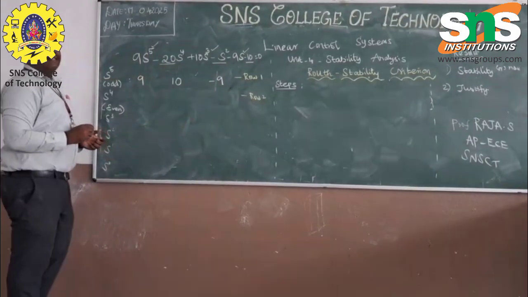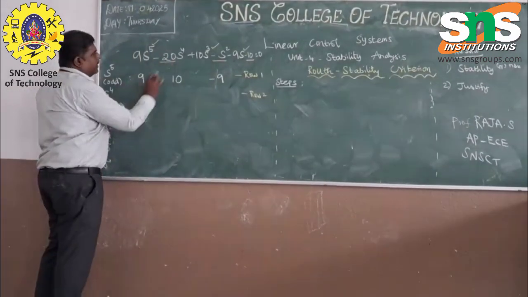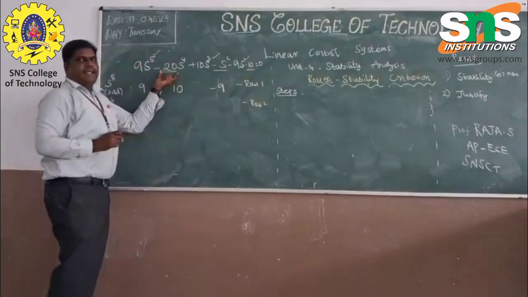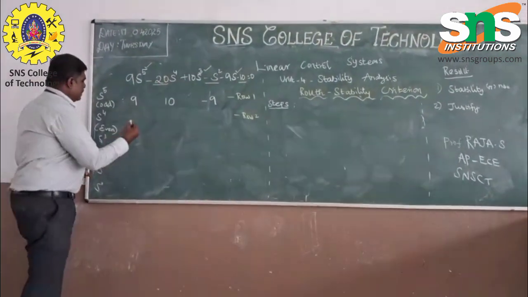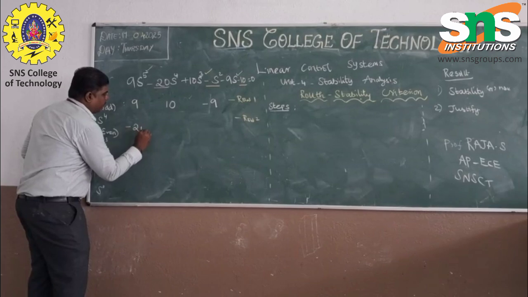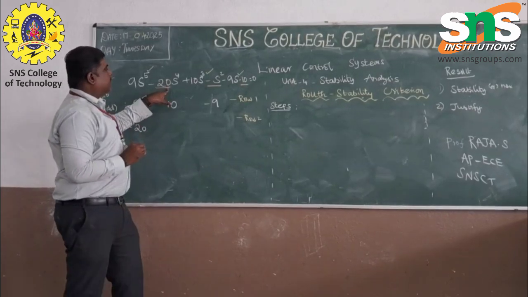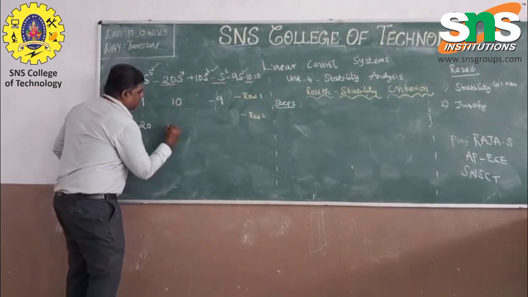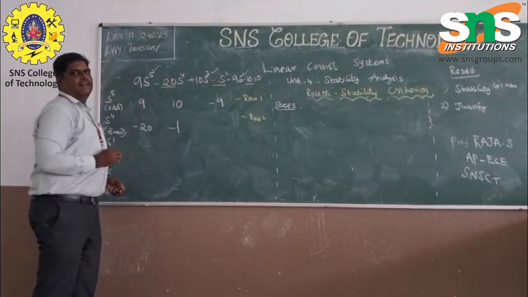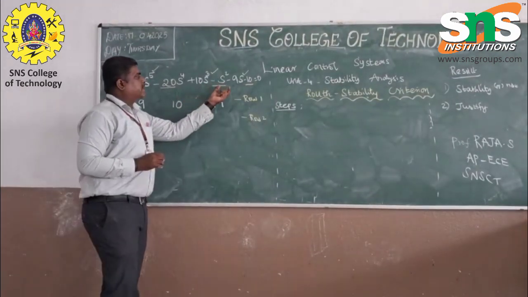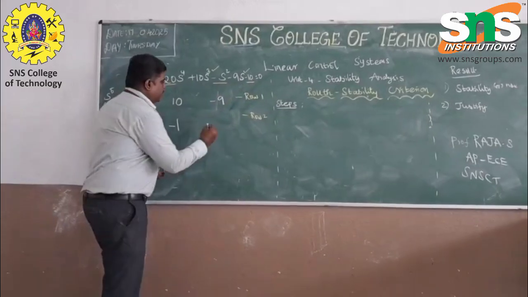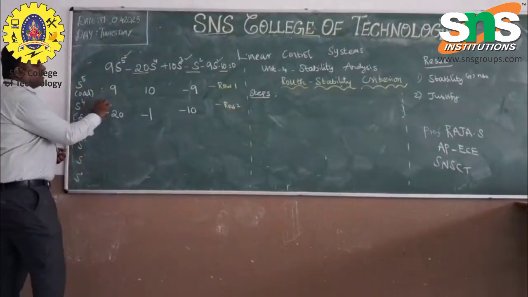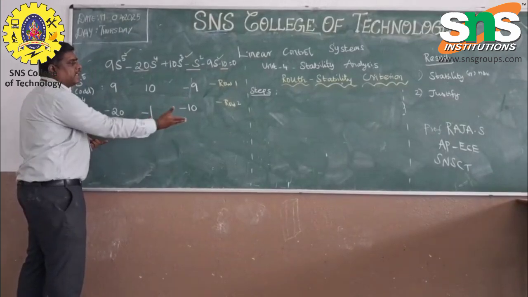Then considering the even terms, they are s power 4, s square and the constant minus 10. First I am taking s power 4, that is minus 20. Next, the second term is s square, so I am writing here minus 1. Then the last term is minus 10, so I am writing here minus 10. So the odd terms can be written as row 1 and the even terms as row 2.